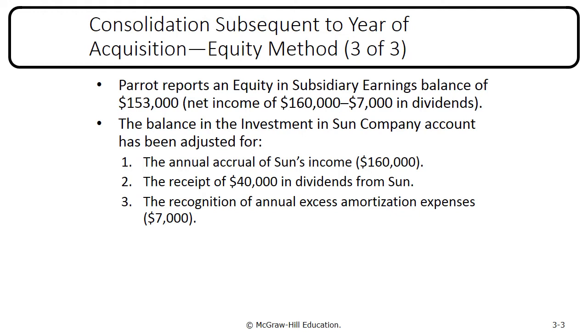And I am on page 97 of my book. It's probably like 96, 98 of your book. Okay, so you'll see in Parrot Company's consolidated worksheet, equity in subsidiary earnings is $153,000. Where'd that come from? Sun's income this year was $160,000. So remember, they debited investment in Sun, and they credited equity in subsidiary earnings.